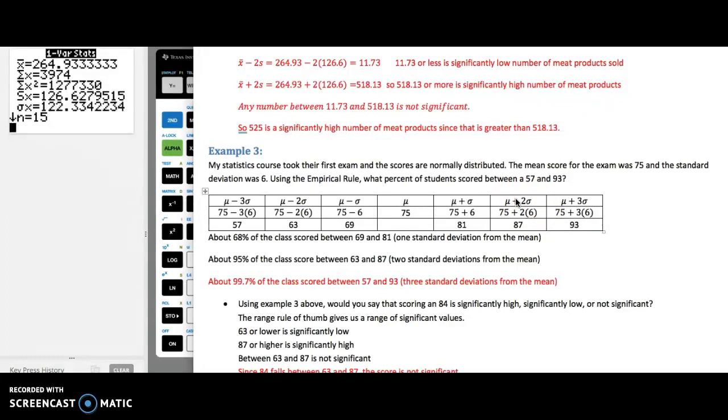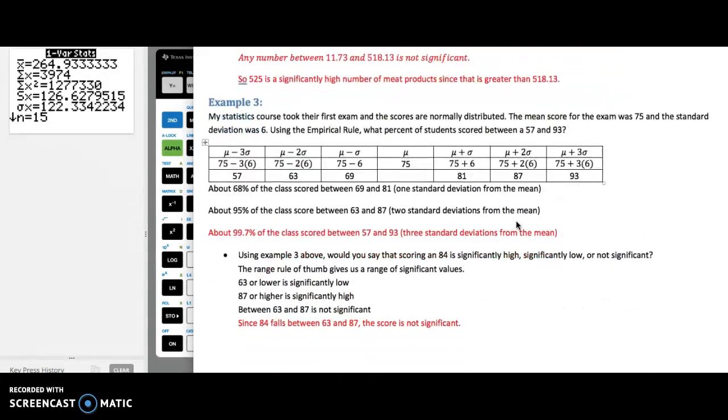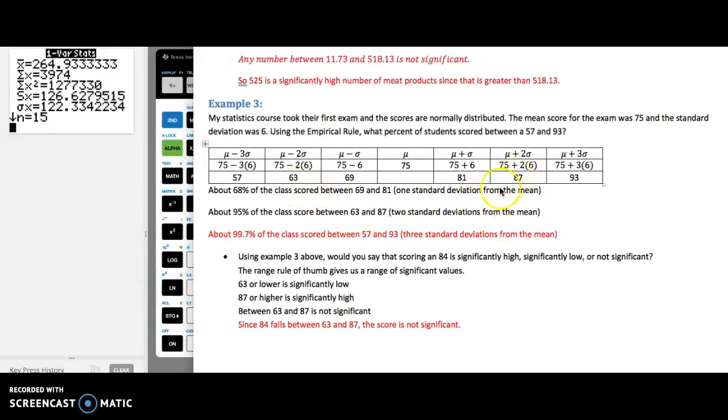Would 84 fall in between those two numbers? So 63 or lower is significantly low. 87 or higher is considered significantly high. And any test score in between 63 and 87 is not significant. So an 84 falls in between 63 and 87, so that score is not significant. What that's saying is an 84 is not more than 2 standard deviations from the average.